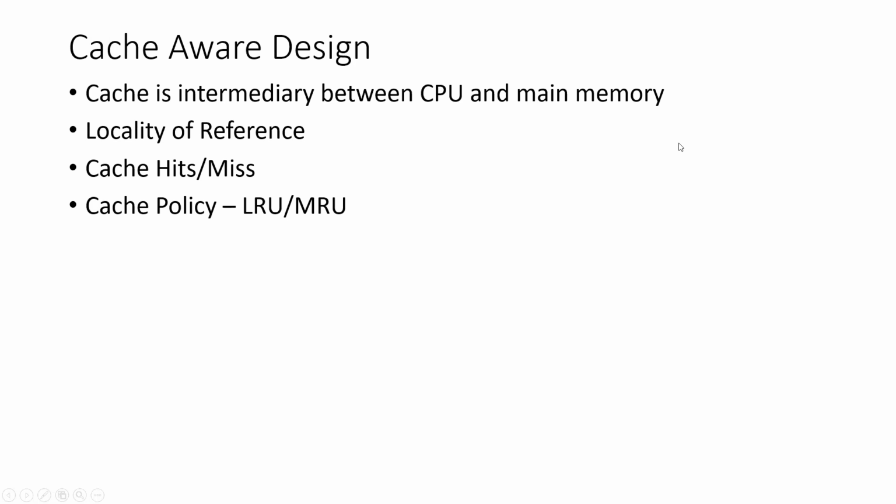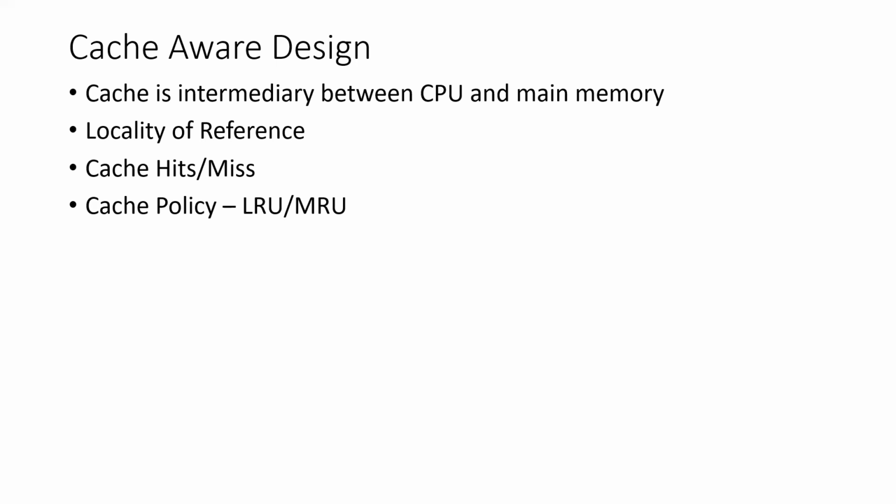So let's talk about cache-aware design. Basically, cache is an intermediate memory between the CPU and main memory. By main memory, I mean RAM. And by cache-aware design, we mean a programming approach that takes into consideration the memory hierarchy and cache behavior of the underlying computer architecture. The goal is to optimize the program performance by minimizing cache misses and maximizing cache utilization.